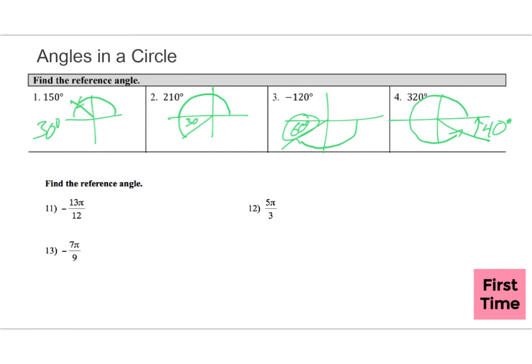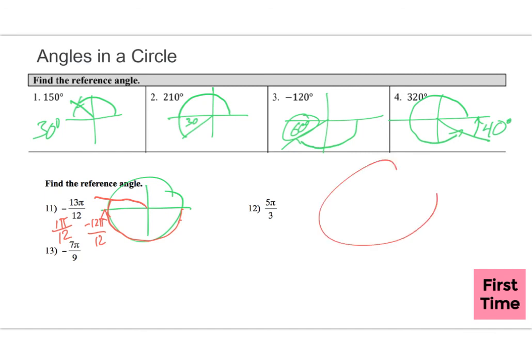For the next part, finding reference angles when dealing with radians. So here we've got negative 13 pi over 12. I know that if I were counting in pi's over 12, going halfway around would be negative 12 pi over 12. So negative 13 pi over 12 would be just past there. In fact, it would be exactly 1 pi over 12 past that point to get to that value.